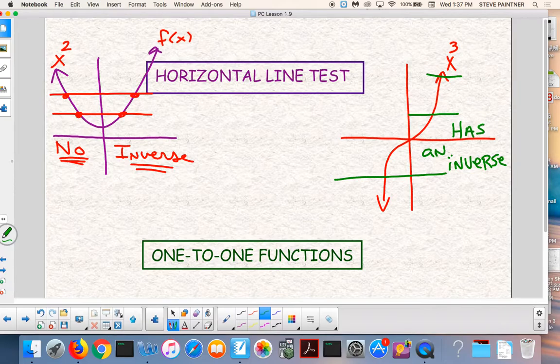Quadratic won't. What about linear? Except one. What's the only linear function that doesn't have an inverse? A horizontal line. Draw a horizontal line through it. How many times you hit it? Many. Millions. Billions. So no inverse to that one.